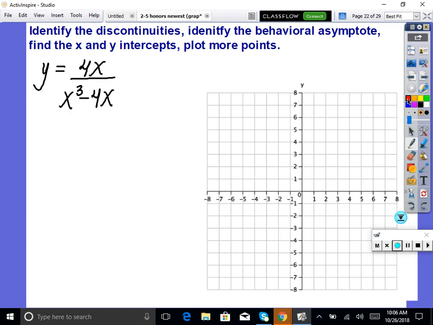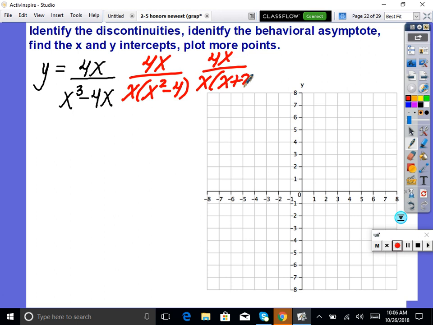Okay, here we go. So we would say, okay, before we do this, we should probably factor it. So on top we have a 4x. Then on bottom we factor out an x, and then left is x squared minus 4. Well, that factors more. So we're actually dealing with 4x, and then on bottom we're dealing with x, and then how does that factor? Okay, awesome. So now let's write out our discontinuities. Our x cannot be 0, -2, and 2.